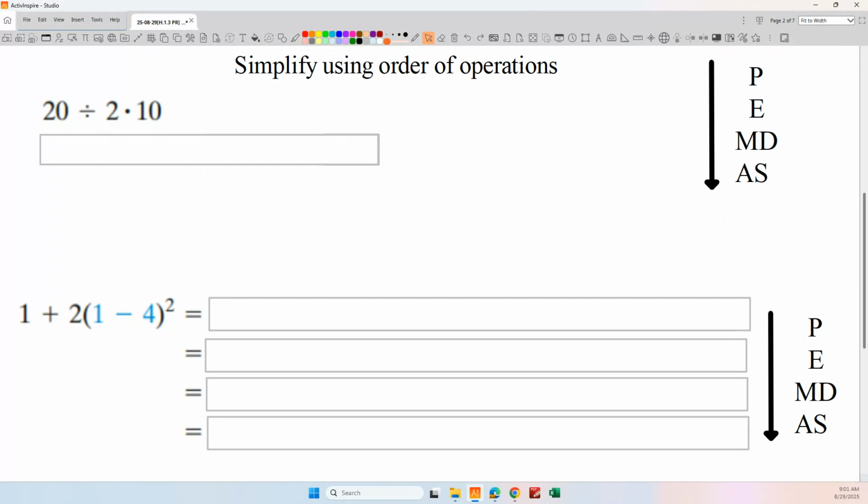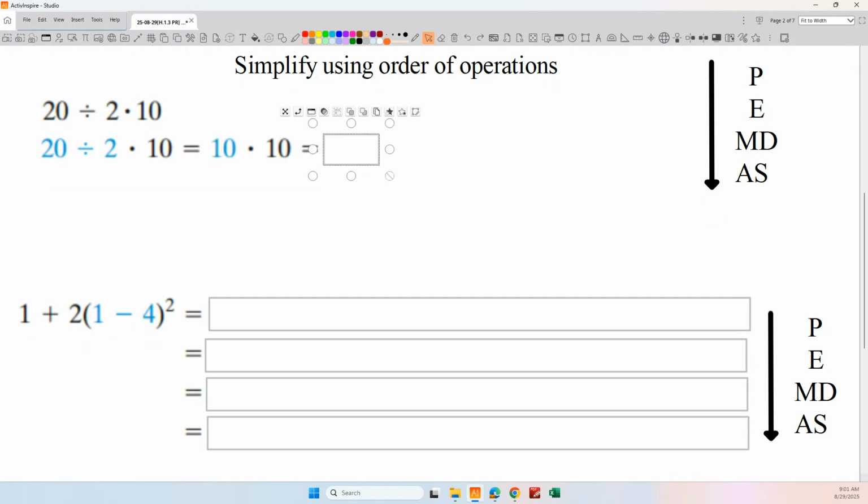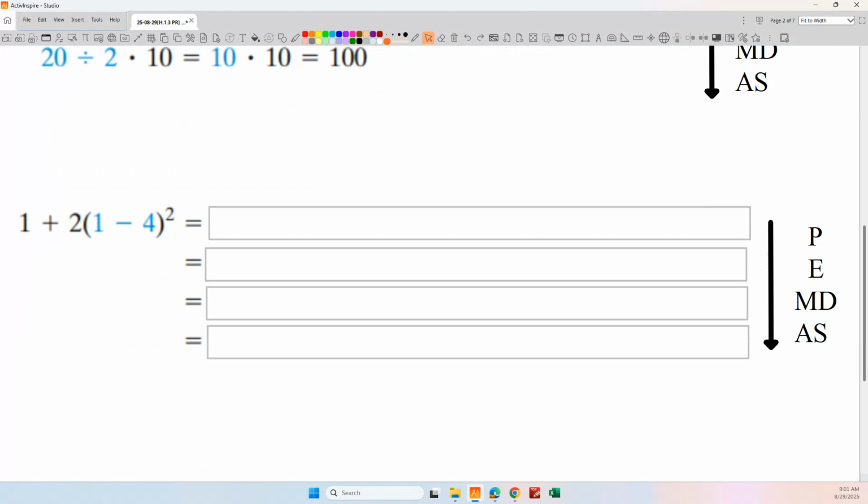What do you think, everybody? 100. It's 100, isn't it, right? It's not 1. Good. And why is that? Because the first operation is going to be division. Yep. So we get 20 divided by 2 times 10 equals 10 times 10, which is 100. Good. No big deal. What about something like that?